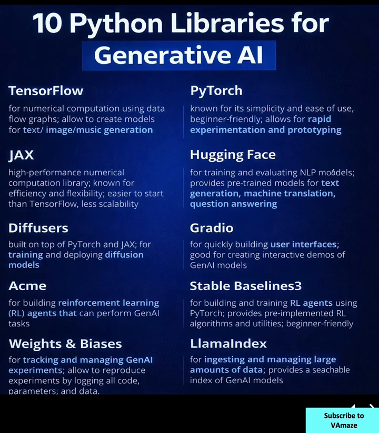And finally, Llama Index. As GenAI applications grow in complexity, managing and querying large amounts of data becomes the bottleneck. Llama Index solves this by ingesting, structuring, and indexing your data, creating a searchable index that your GenAI models can query intelligently. It's the connective tissue between your data and your language models.